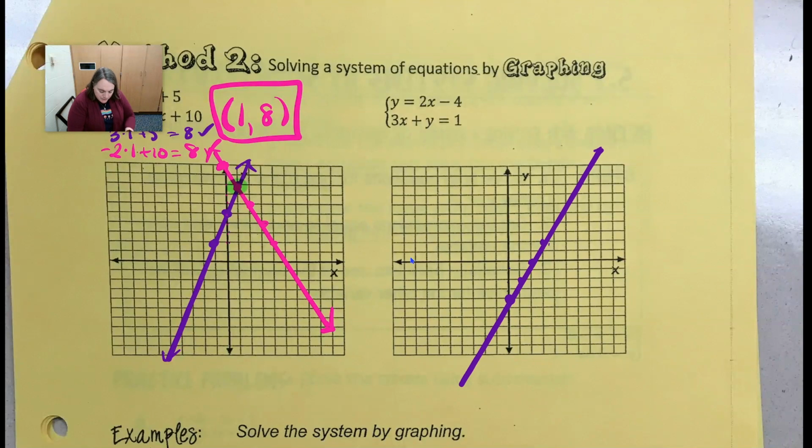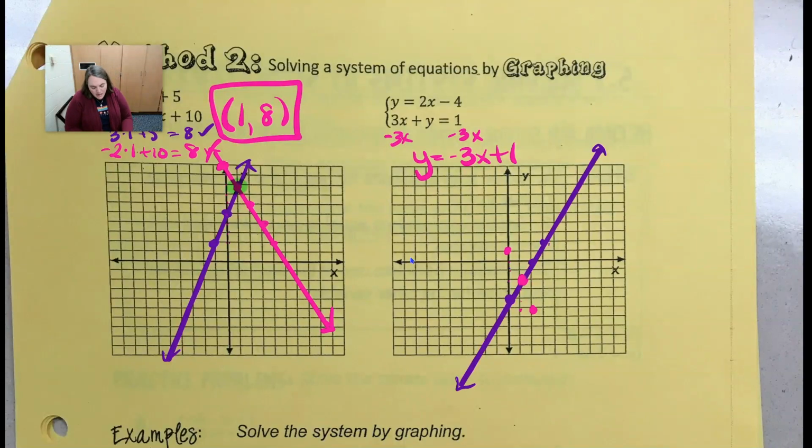Okay, now I'm going to graph the other line. I like to use slope-intercept form. That's my preferred method. And this one is not in slope-intercept form, so I'm going to go ahead and subtract 3x on both sides. And I get y equals negative 3x plus 1. So now I'm going to use that to graph that. So I'm going to go up to 1, and then I'm going to go down 3, right 1. Well, that's nice. Down 3, right 1.